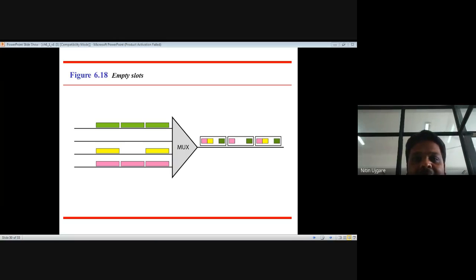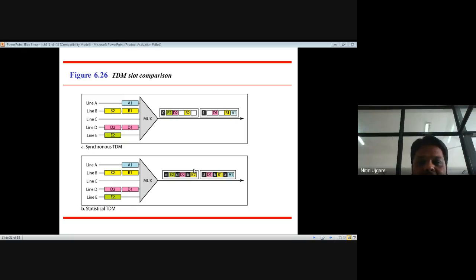So the statistical time division multiplexing technique is used to avoid this. I will take 1 minute to finish this technique. We have seen that in synchronous time division multiplexing, each input has a reserved slot in the output frame. Now this can be inefficient. If some input lines have no data to send, then the bandwidth will be wasted. So in statistical time division multiplexing, the slots are dynamically allocated to improve the bandwidth efficiency.